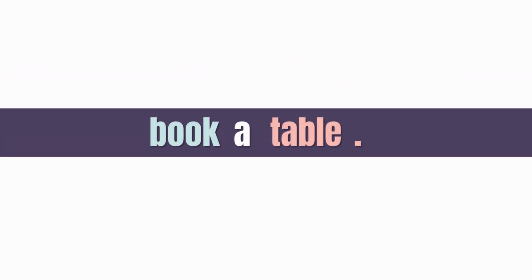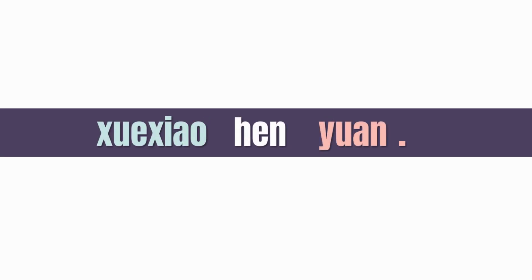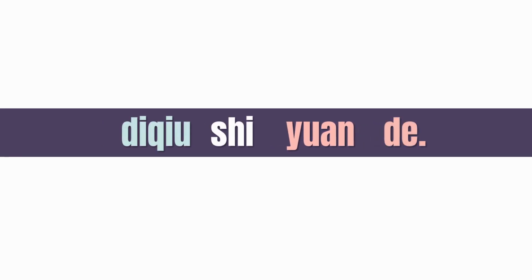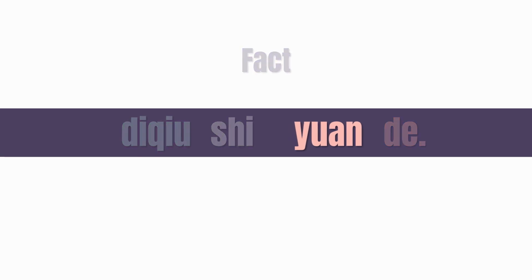You can book a table, and you can read a book. That's why we learned these sentences. 学校很远，地球是圆的。地球是圆的 is a fact, while 学校很远 is a status.